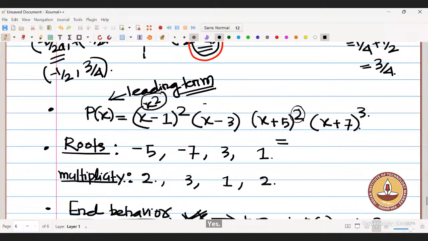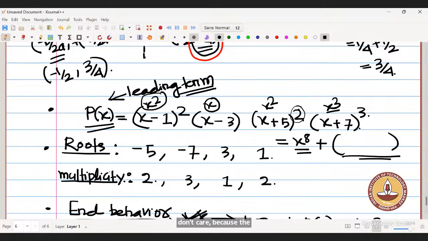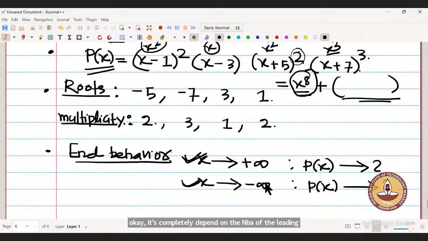Here the leading term is x, here again x square, and here x cube. If you multiply all the leading terms, in the end you will get the leading term of the polynomial, which is x to the power 8. You will get some other terms, which of course we don't care about, because the end behavior of the polynomial is completely dependent on the end behavior of the leading term, x power 8.